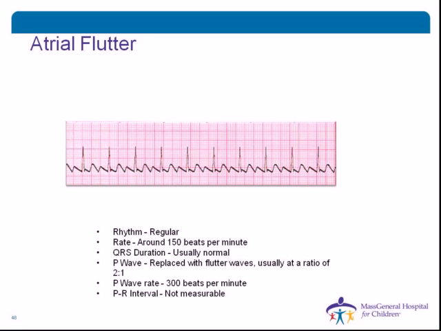Atrial flutter is caused by a reentrant circuit located within the atria itself. Its heart rate is regular, like supraventricular tachycardia. However, its ventricular rate is relatively slower, usually approximately 150 beats per minute. The QRS duration is normal, that is narrow complex, and the P wave is replaced by the sawtooth type flutter waves. The flutter waves typically beat at a rate of close to 300 beats per minute.